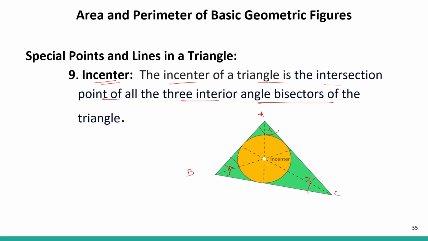So basically this angle is beta by 2, this angle is beta by 2, this angle is gamma by 2, this angle is gamma by 2, this angle is alpha by 2, and this angle is alpha by 2. As you can see right here, the point at which they intersect is called the incenter. All the three angle bisectors intersect at one point, and that point is called the incenter of the triangle.